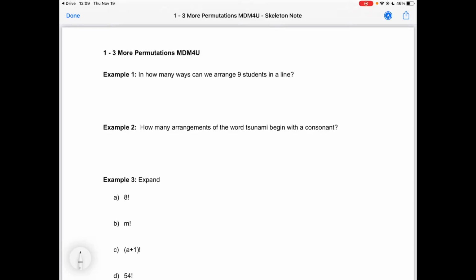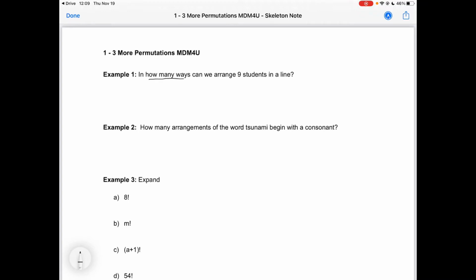This video goes over some more examples of permutations. Every day in real life, we encounter problems which ask us how many ways we can solve a situation, or how many ways we can organize items. And so we're going to look at a couple more examples to practice doing that.